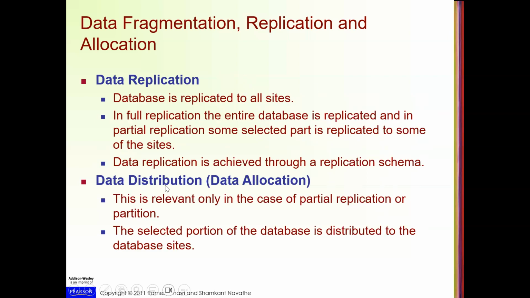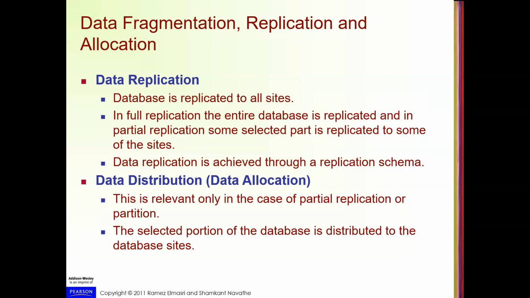How do we do the data distribution? We follow the data allocation schema. This is important only in case of partial replication, because if it is a full replication, we copy the full data, right? But if it is partial, then we are going to divide the parts.